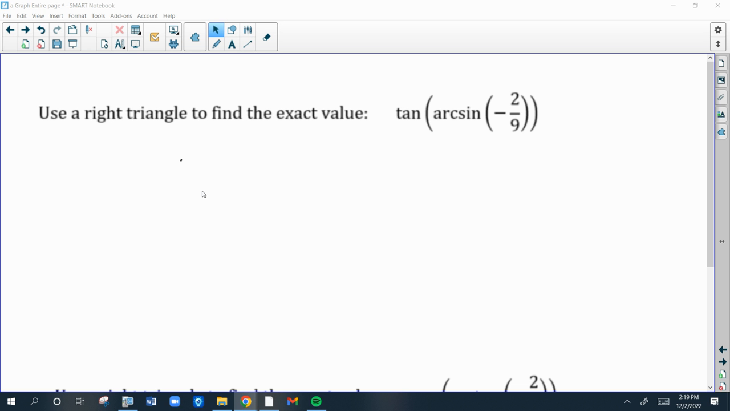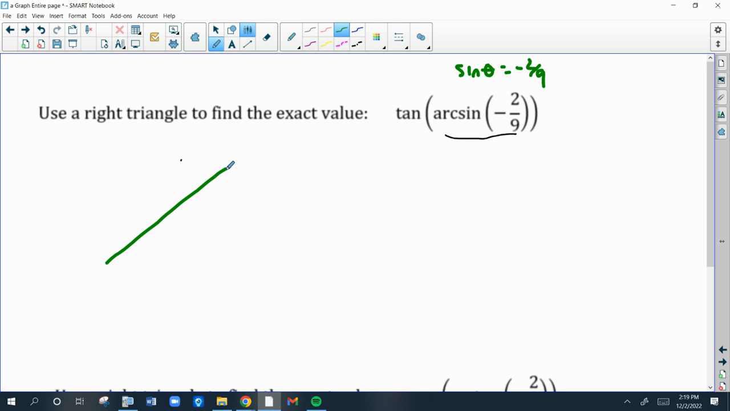So the first thing we're going to do is always do the inside first. This says the arcsine of -2/9 means this is the angle whose sine is -2/9. So that's what that means. The sine is -2/9. That's why you can draw a triangle here, because you draw your triangle. We know that the sine is 2/9, so the opposite is 2, and the hypotenuse is 9.